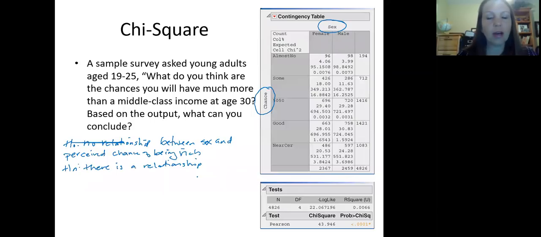And of course, when you're writing the hypotheses, make sure you're specific to the question. Don't just put null hypothesis, no relationship, alternative hypothesis, there is a relationship. Spell out what the variables are. So there is a relationship between sex and perceived chance of being rich.